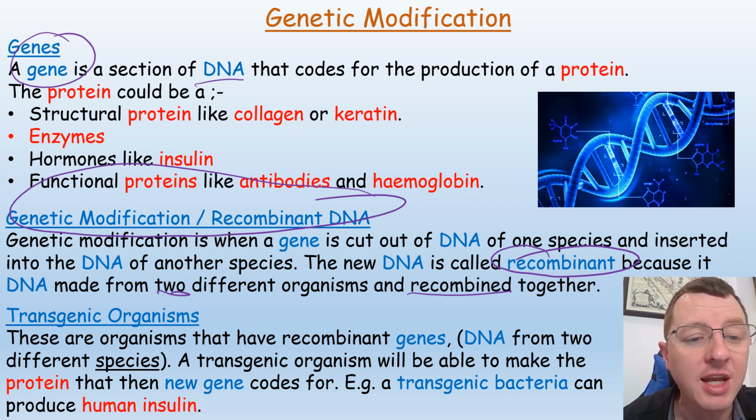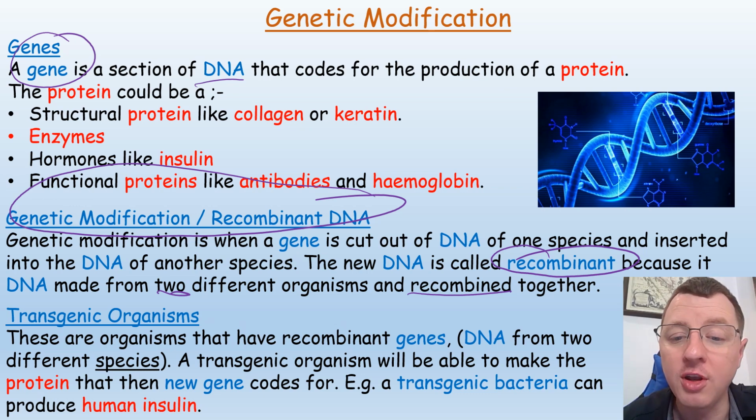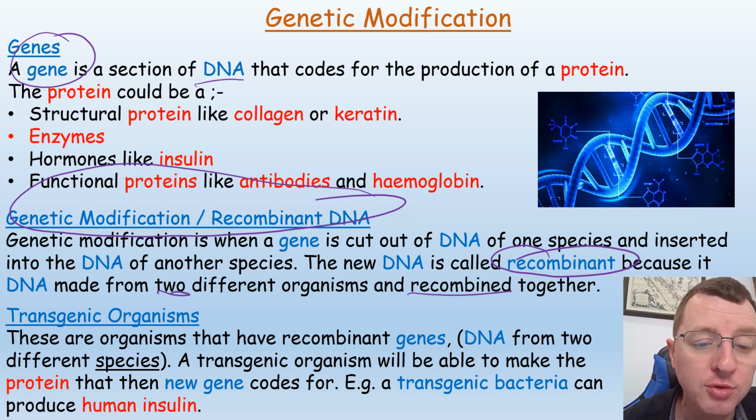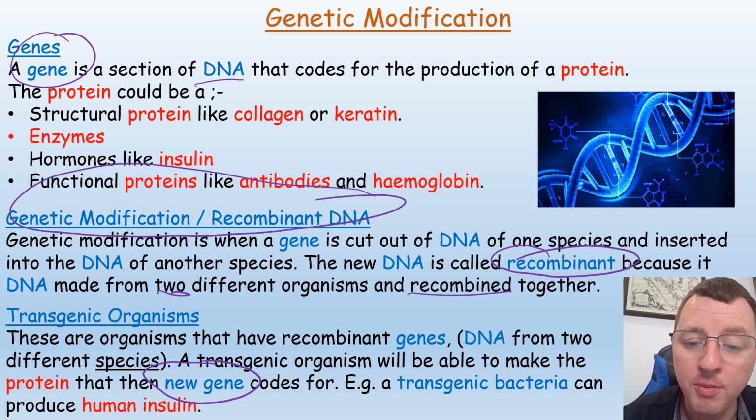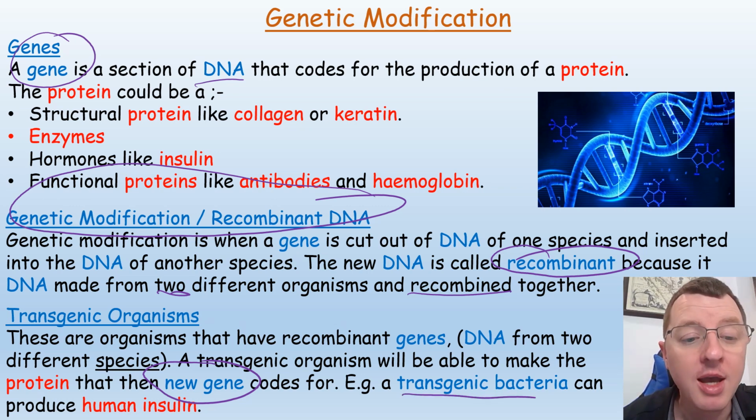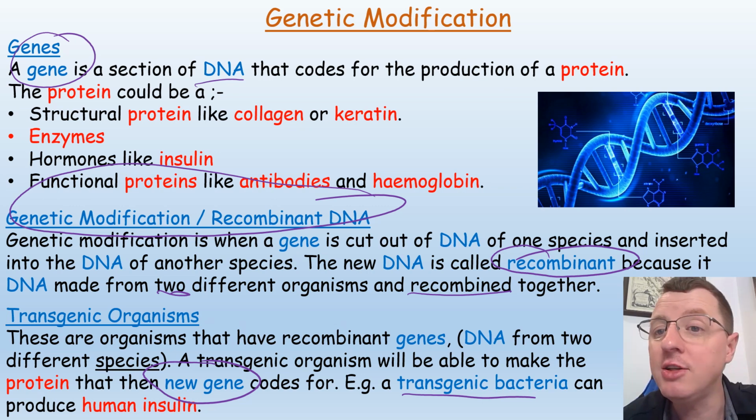Now, a transgenic organism is an organism that has recombinant genes, DNA from two different species. A transgenic organism will be able to make the protein that the new gene codes for. For example, transgenic bacteria can produce human insulin.